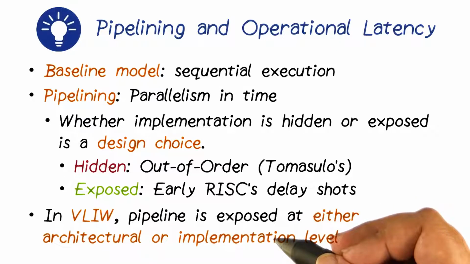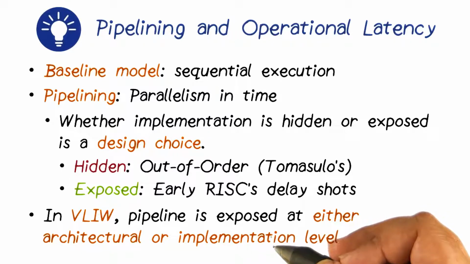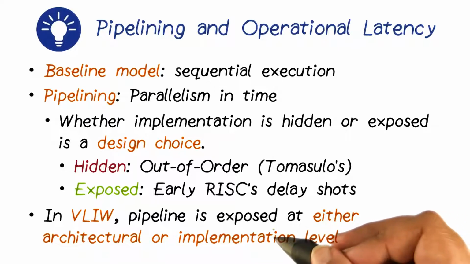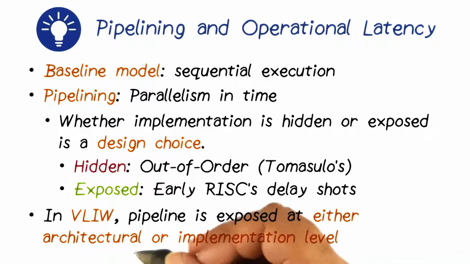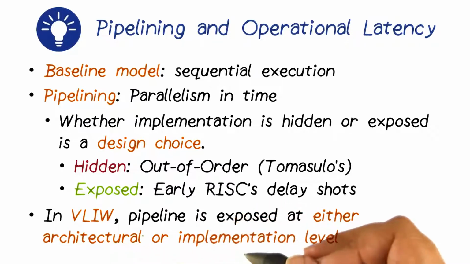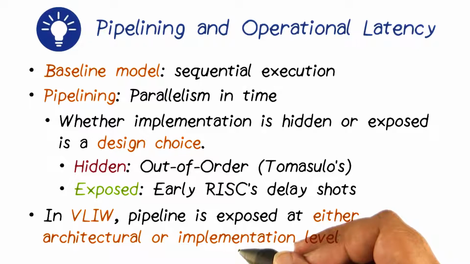So what is done in VLIW embedded processors? Well, the pipeline is exposed at the level of the architecture or the implementation or both. So there are several variants of VLIW designs. Again, the pipeline is exposed partially or fully at different levels of detail. For example, some VLIW designs expose the pipeline at the architectural level or the interface level, whereas some others expose it even at a deeper level of implementation, which allows the scheduler to become even more aggressive.